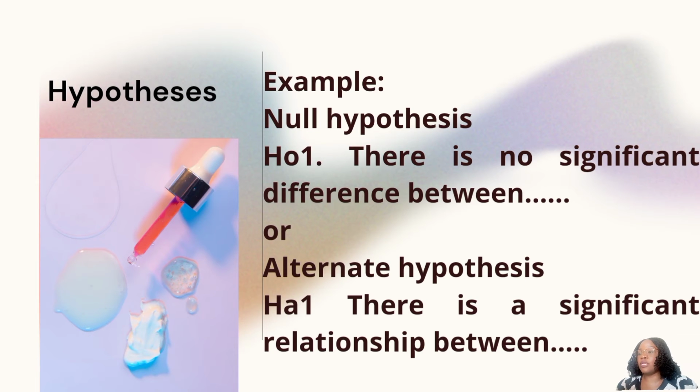When you talk about the null hypothesis, it refers to the negative aspect which states that there is no. While the alternate hypothesis refers to the positive aspect which says there is. So the difference between the null hypothesis and the alternate hypothesis is that one is stating there is no and the other is stating there is.